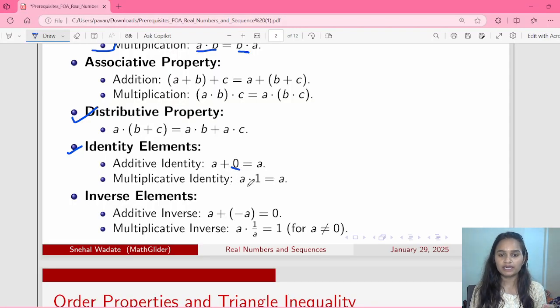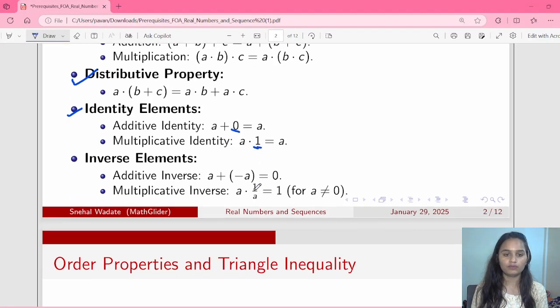What is the multiplicative identity? What is the number which, when we multiply by any number, gives us the same number? It will be 1. If we multiply 1 by any number, it will give us the number back. So the multiplicative identity in R is 1.